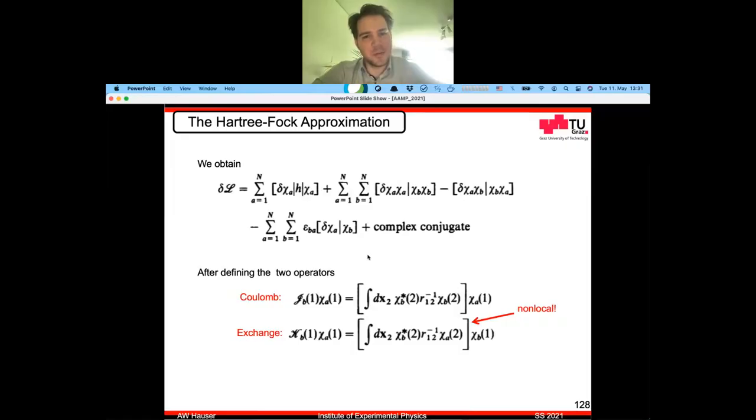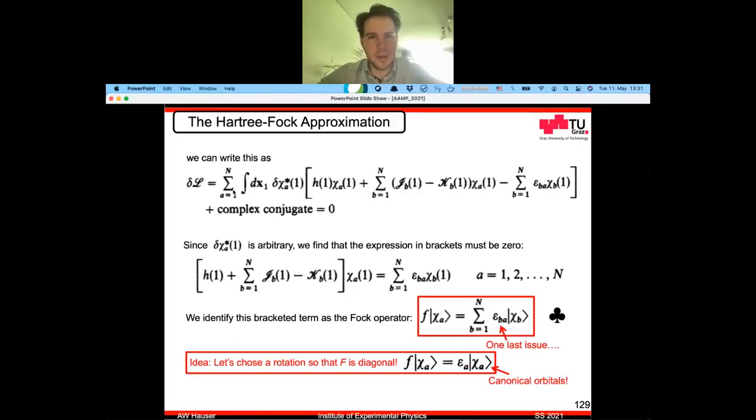It just makes sense to refer to these terms that appear here in this variation, in these two electron integrals, as operators themselves. And this is the Coulomb operator, we call it the Coulomb operator, and this is the exchange operator. With this notation, we can rewrite this equation here for the variation in the Lagrangian.